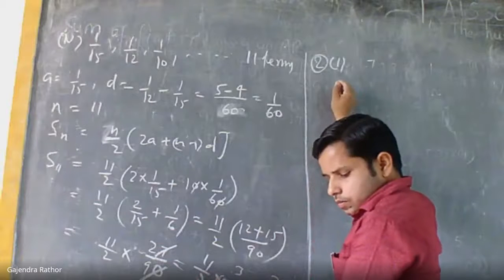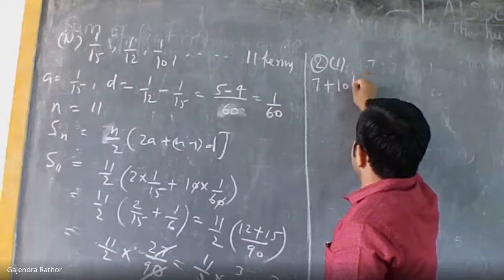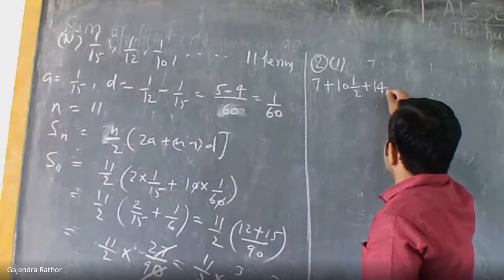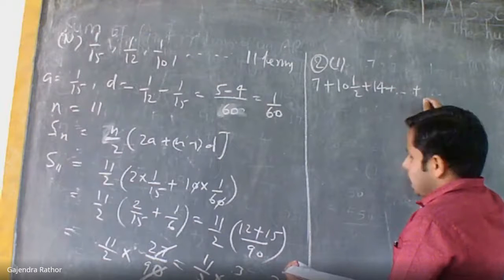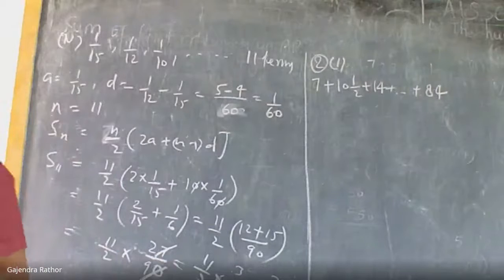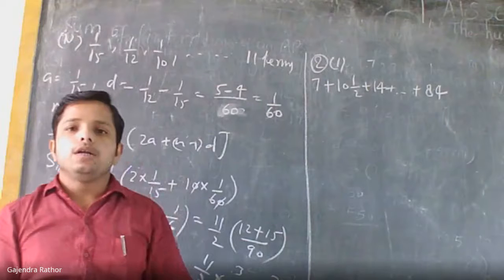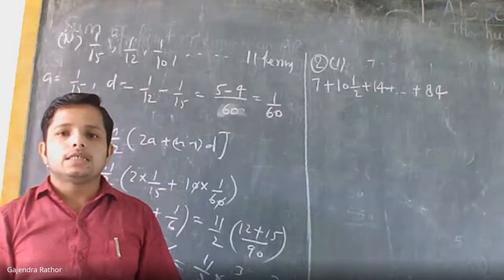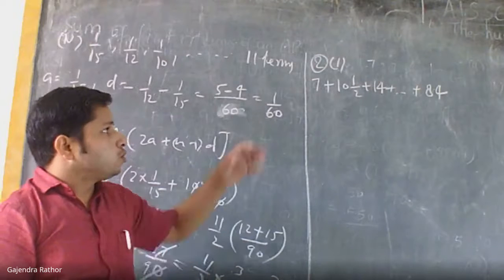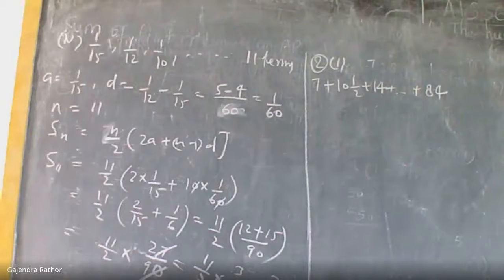First point, the AP is 7 plus 10 whole square by 2 plus 14 plus dot dot. The last term is 84. In this question, only a and an are given. We need two values: first, the common difference, and second, the value of n. So to find the value of n, first we need to calculate the common difference. What is the common difference?